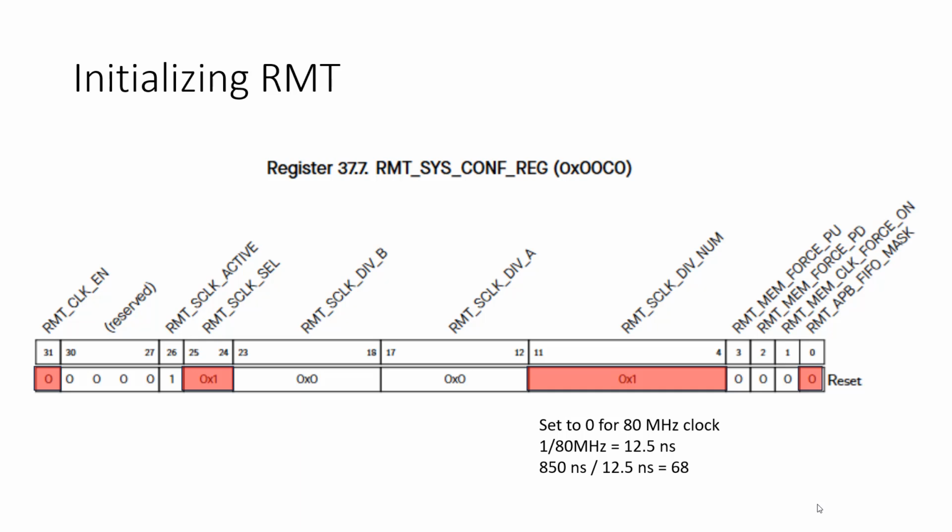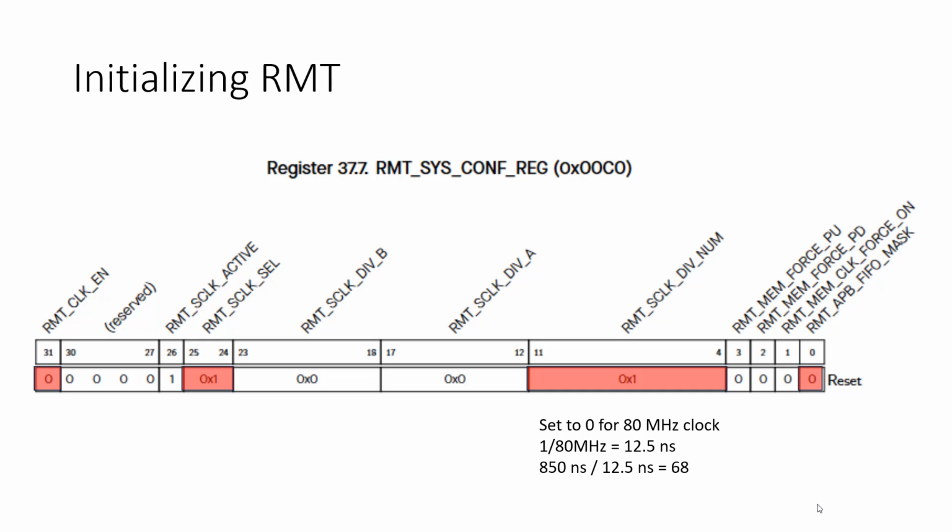So you've got the clock enable, and then there's a reserved range here, 30 down to 27, so you don't write to that. There is the S clock active, which sounds good, right? And that's 1, so probably don't want to mess with that. Then there's RMT S clock select.